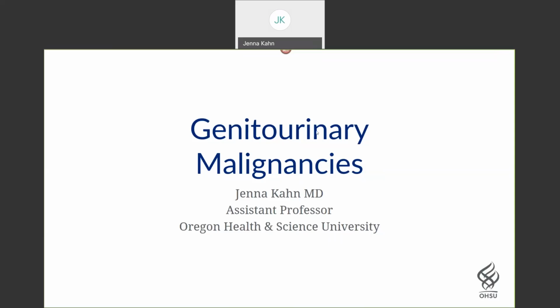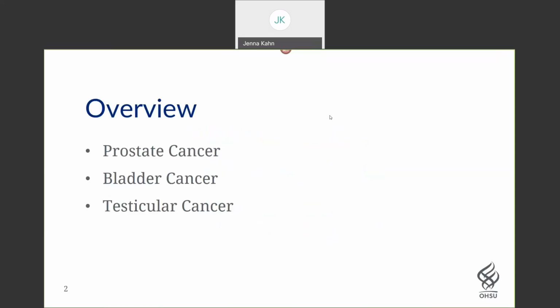I'm just going to do an overview of GU cancers. We'll talk a little bit about prostate cancer, bladder cancer, testicular cancer, and go over those different cancers and treatment options.